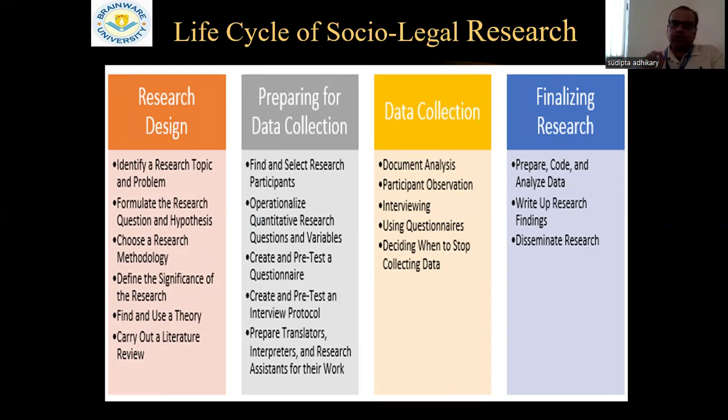Next, we have to make a choice of our research methodology. That may be doctrinal, that may be empirical, that may be historical, any type of research methodology that we should take. Then we have to define the significance of it. Next step, we have to go for the theory research and literature review. When we complete our literature review, we can find the gap. And on the basis of the gap, we are framing some objectives. So we have to fulfill that gap.